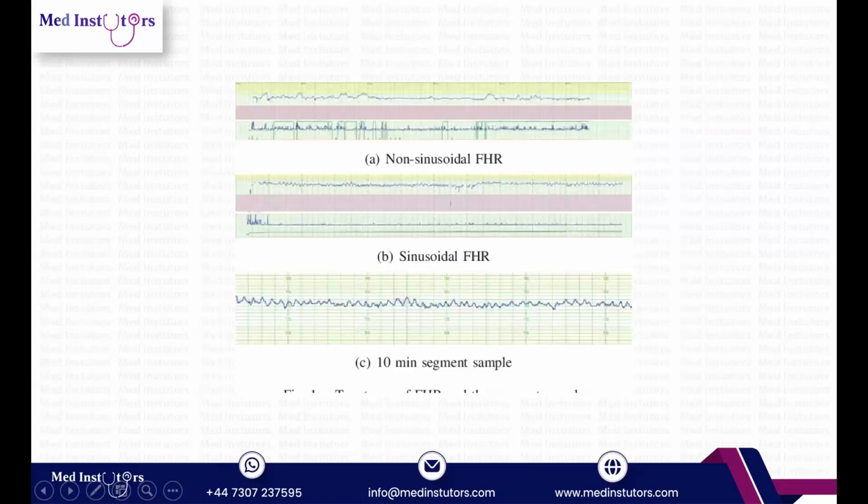Okay. This is sinusoidal. The one down below is the normal one. All of these are sinusoidal ones. If you can understand the stark difference between the two. This is non-sinusoidal, see, normal heart rate. This is sinusoidal. It's like a sawtooth kind of a thing.